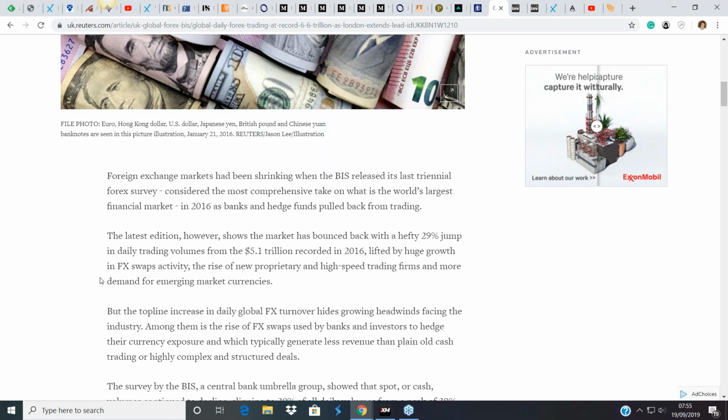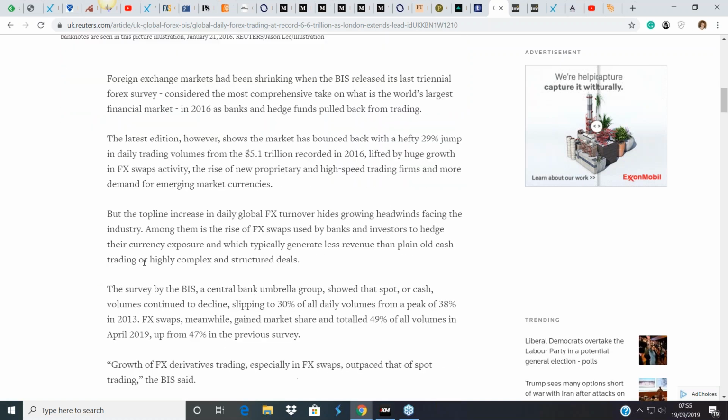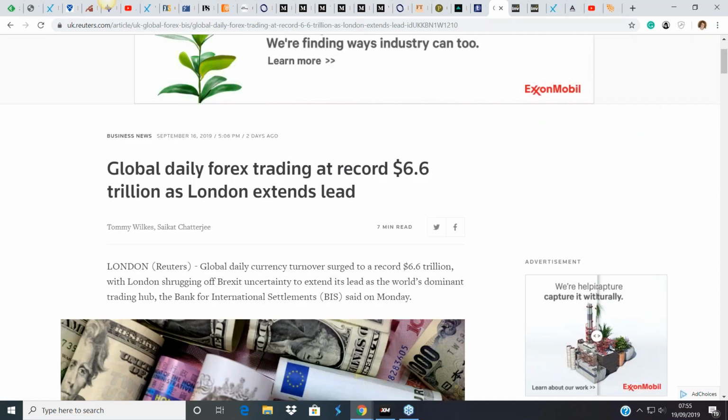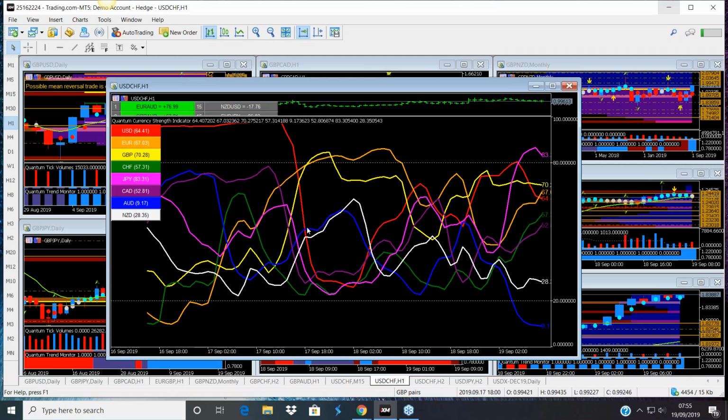The big moves, the big churn, if you like, in this market is in London. So it's well worth looking at. As it says here, from 2016, it's gone from 5.1 trillion to 6.6, and it would be nice to take some of those points and make some money from it. So there we are. Right.